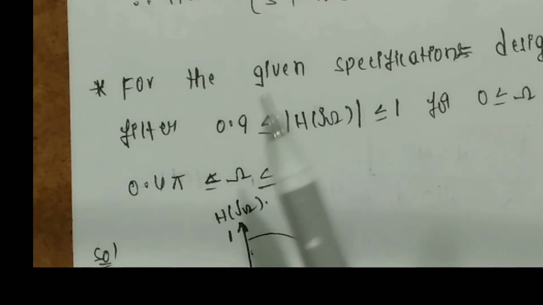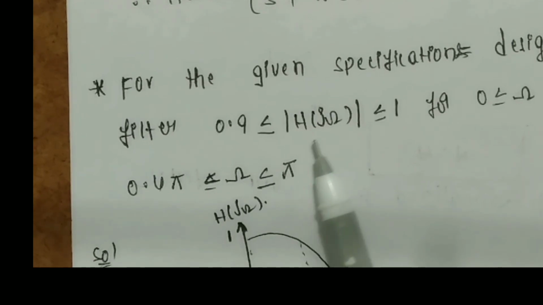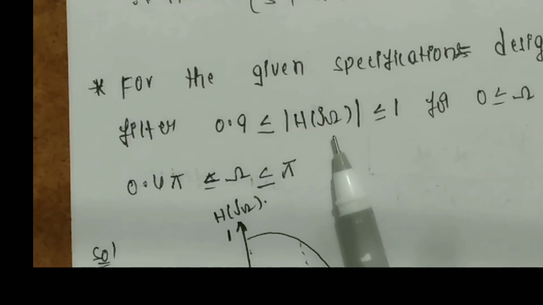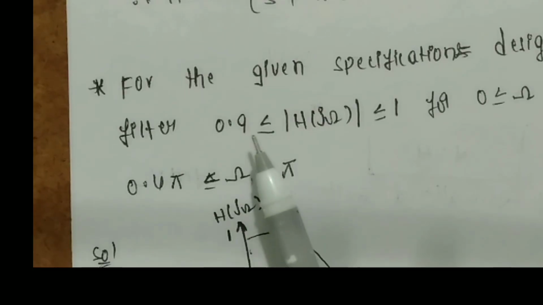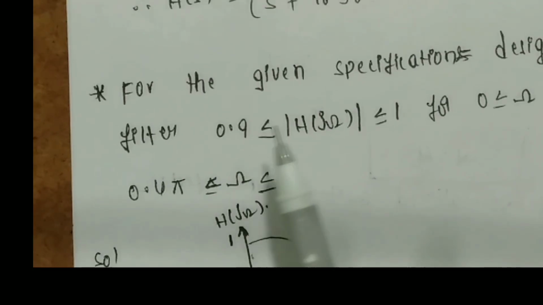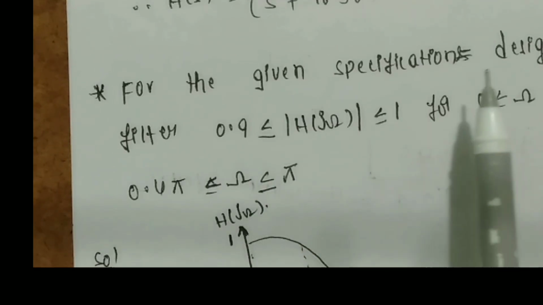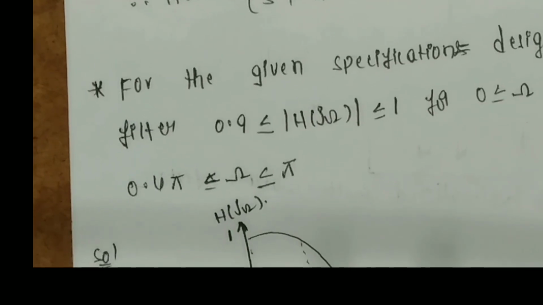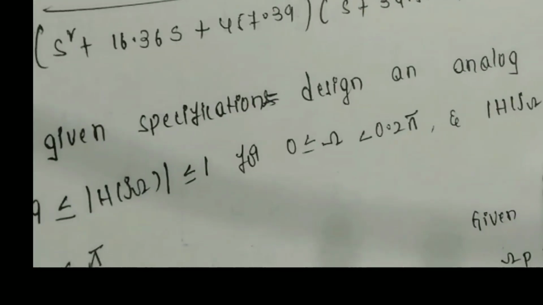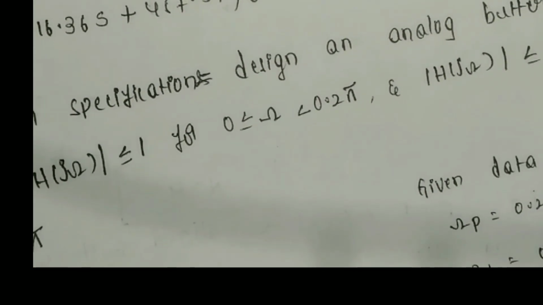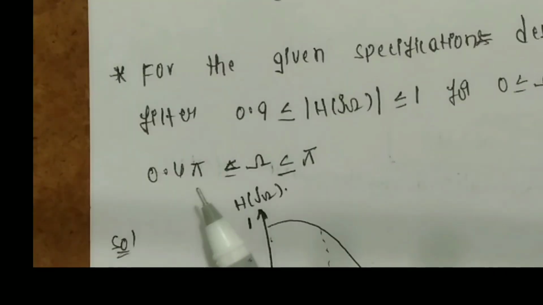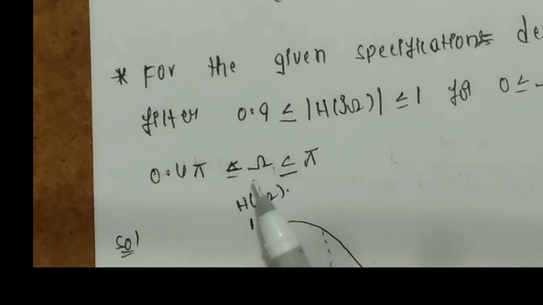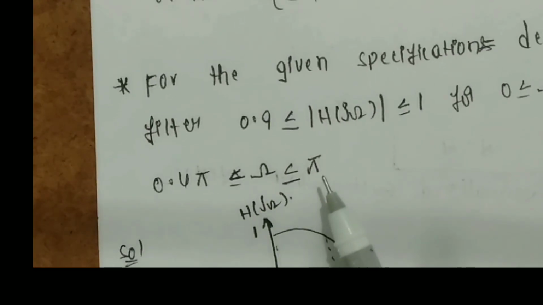It means that he is explaining that H of j omega is the transfer function of the filter. Okay, the transfer function is lying between 0.9 and 1 when the angular frequency is from 0 to 0.2 pi. The same transfer function H of j omega is less than or equal to 0.2 for 0.4 pi less than or equal to omega less than or equal to pi.